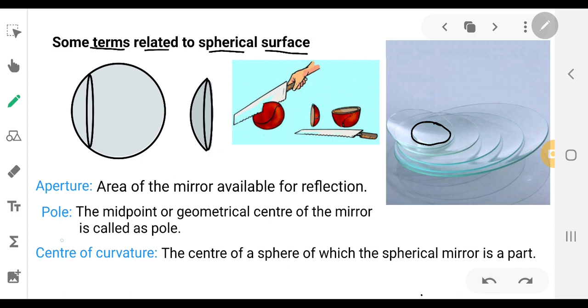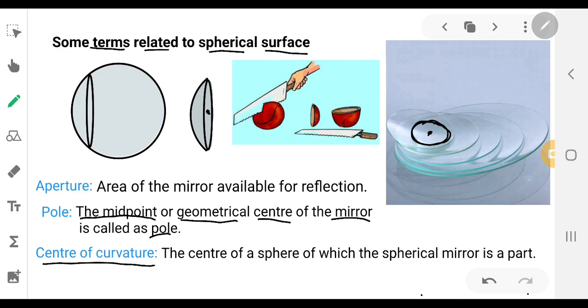Then pole. The midpoint or geometrical center of the mirror is called the pole. So if you take this point, it will be the midpoint or geometrical center. In this watch glass, here is the center point of the mirror. So that center point is called the pole of the mirror.